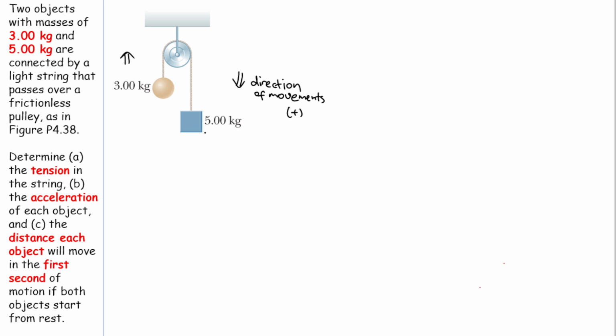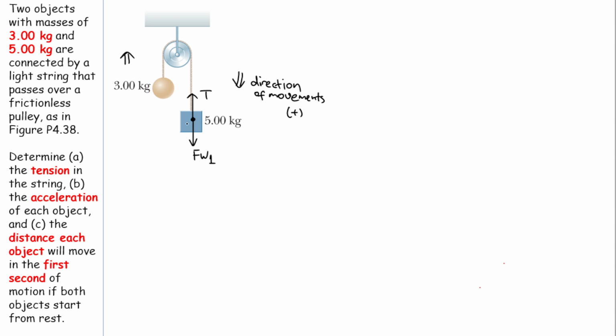Good. Now let's draw all the forces that work on this object first. Obviously we have the weight pulling it down, so I will have FW1 here, the force by the weight of this first object. Then we have the opposing force, which is the tension of the rope. Let's name this T. And that is all the forces that work on this object.